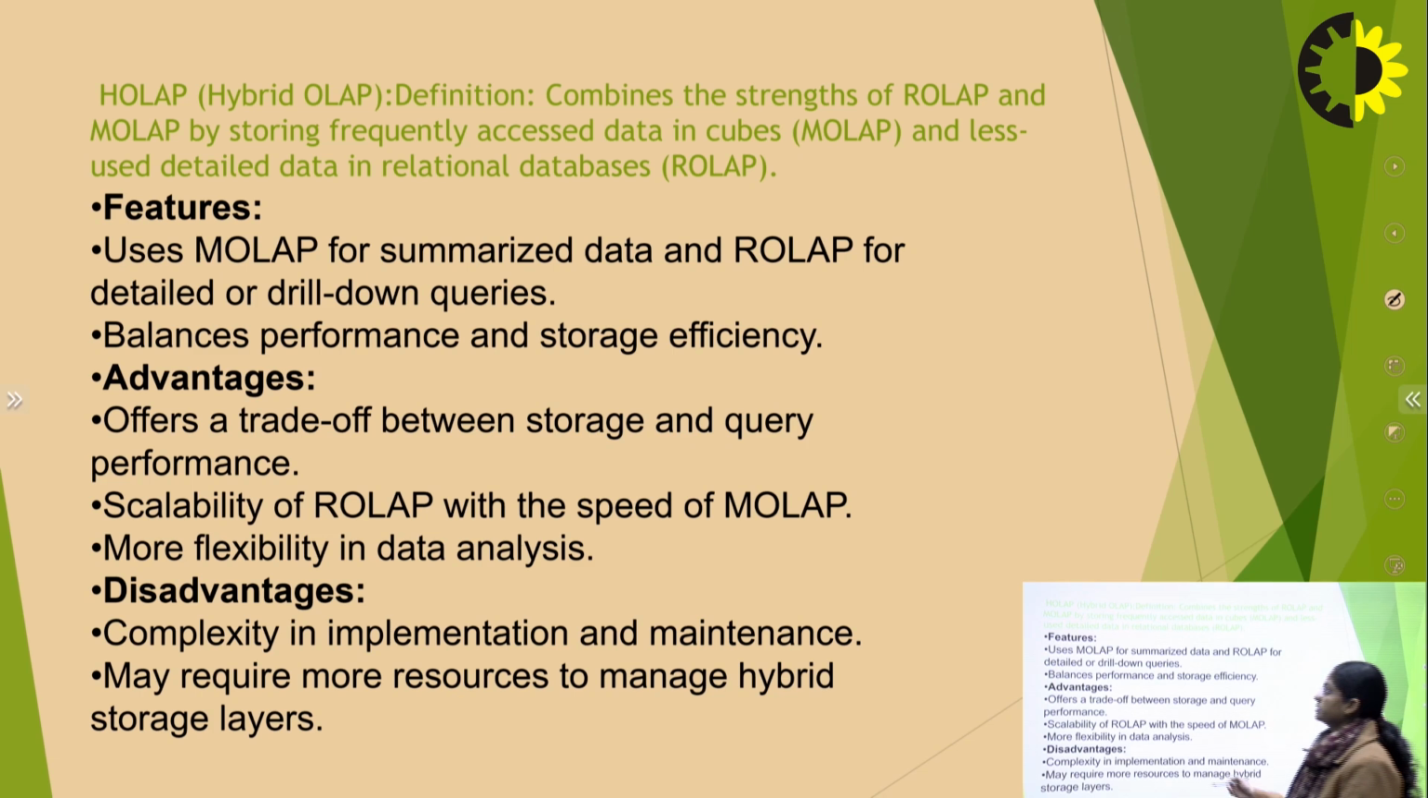Now, we will discuss about hybrid OLAP. What is hybrid OLAP? It is a combination of ROLAP and MOLAP both. So, there is a relational OLAP also and multi-dimensional OLAP also. By storing frequently accessed data in cubes, MOLAP, and less used data in a relational database, ROLAP. What are the features? It uses MOLAP for summarizing data and ROLAP for detail or drill down queries. It balances performance and storage efficiency.